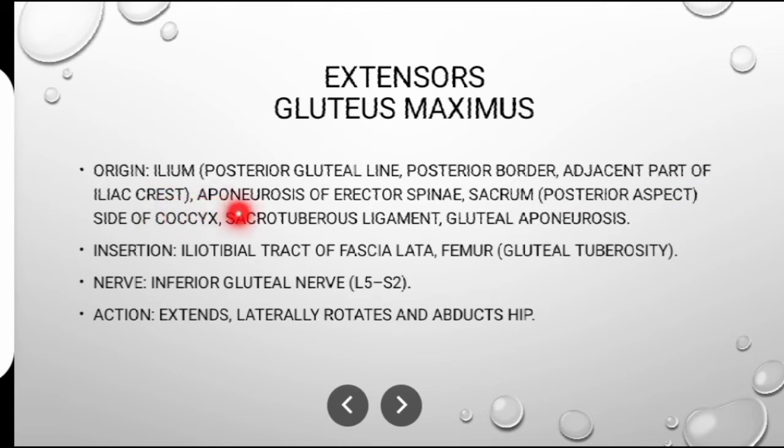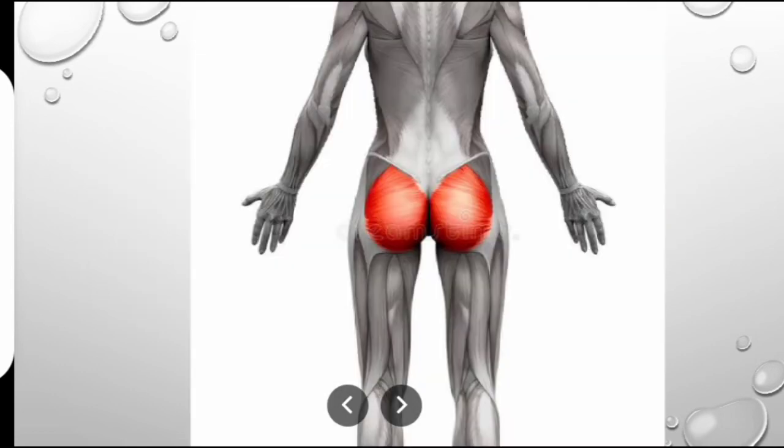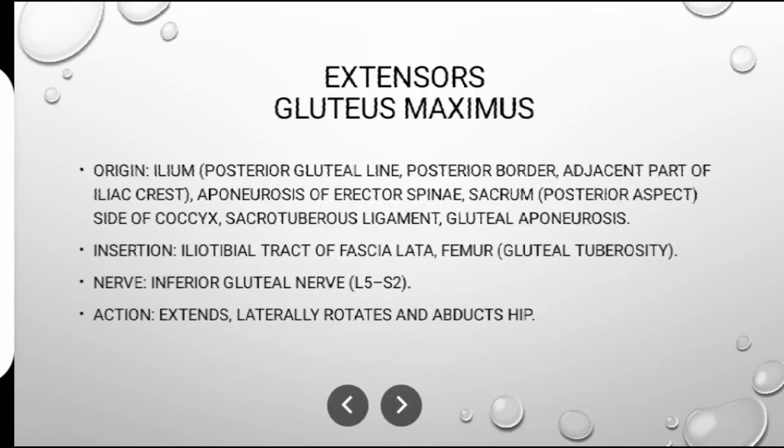Second, the aponeurosis of erector spinae, then the posterior aspect of the sacrum, then the side of the coccyx, then the sacrotuberous ligament, and then the gluteal aponeurosis. The muscle in red is gluteus maximus muscle. Insertion is on the iliotibial tract of fascia lata and on the femur at the gluteal tuberosity.